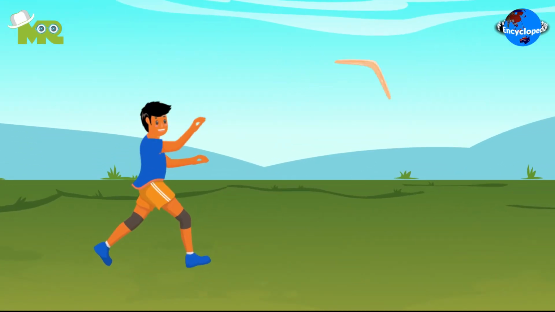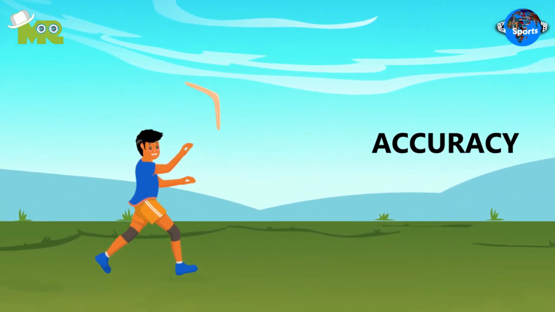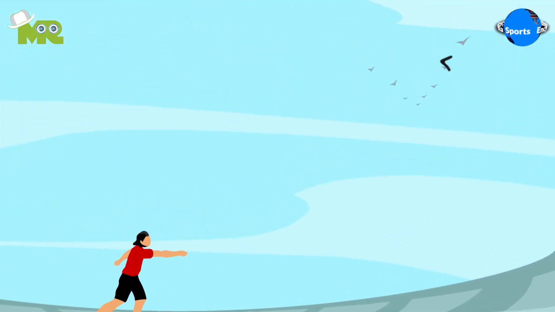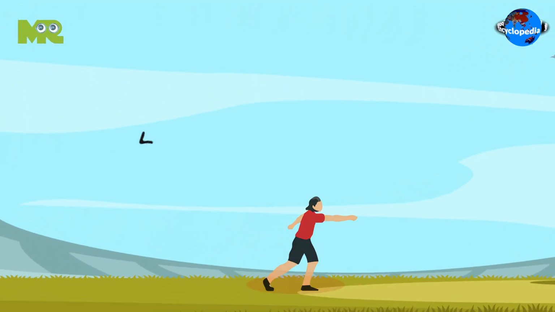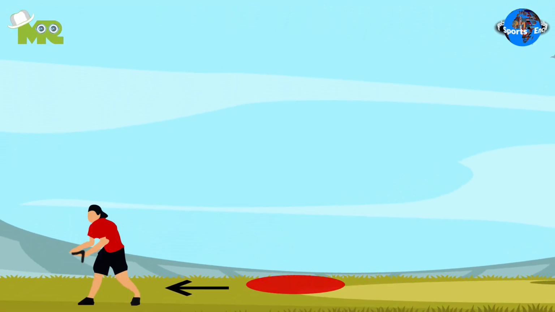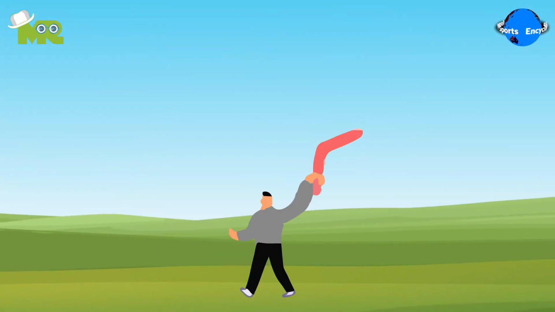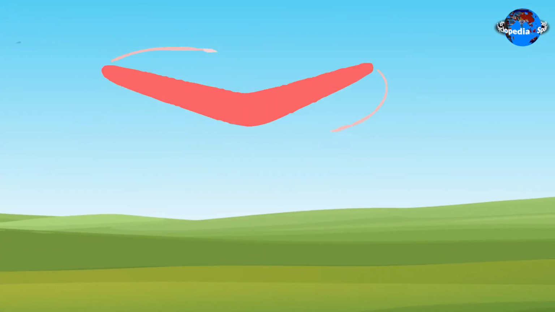The throwers are assessed based on distance, accuracy, and catch. While competing in the accuracy round, each thrower is judged based on how close the boomerang falls to the target. In endurance rounds, the objective for each thrower is to catch as many throws as they can in 5 minutes.